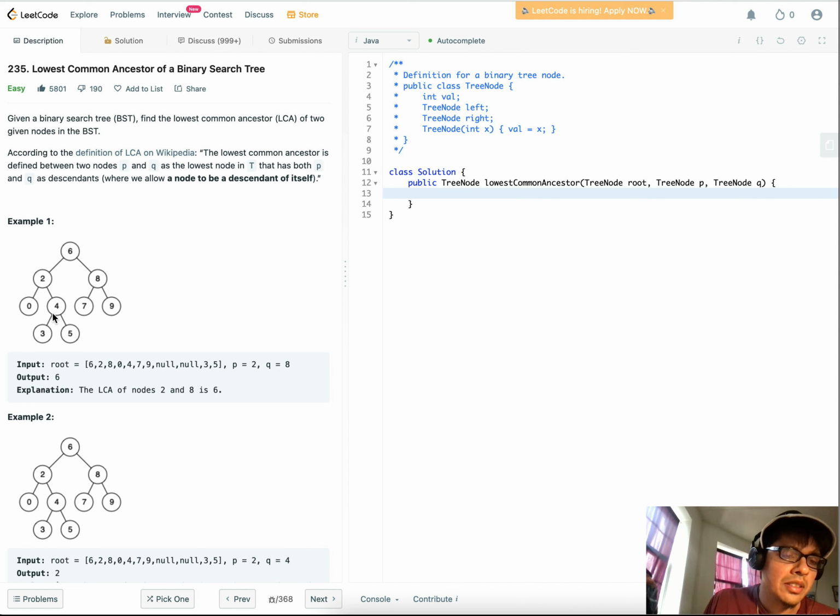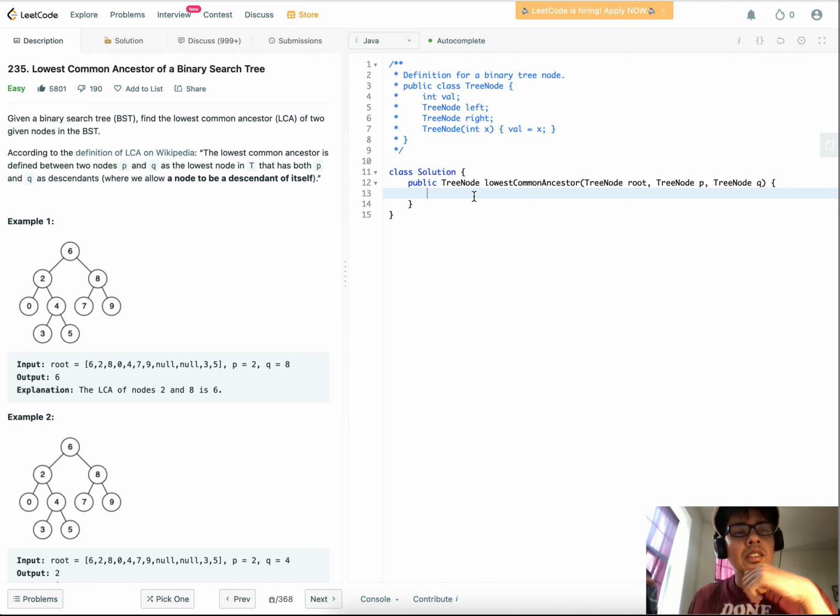Okay, and remember, this is a binary search tree. The important thing to note is the binary search tree aspect. There's probably algorithms for just plain old binary tree searching for lowest common ancestor, but what we'll be doing is we will be using the binary search tree property to solve this problem. Okay, so how do we come to a solution?